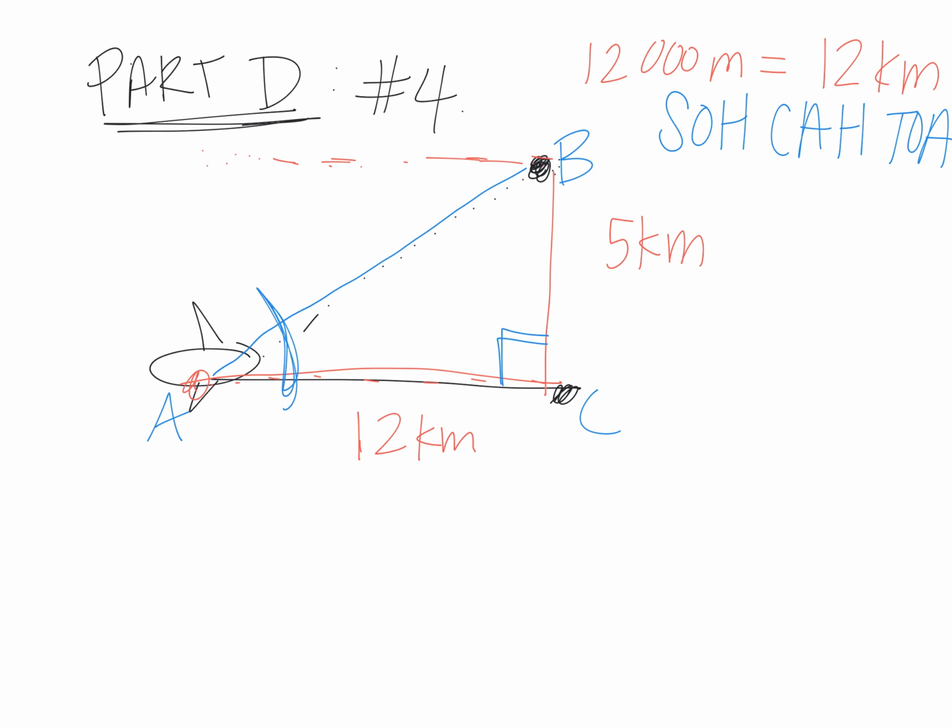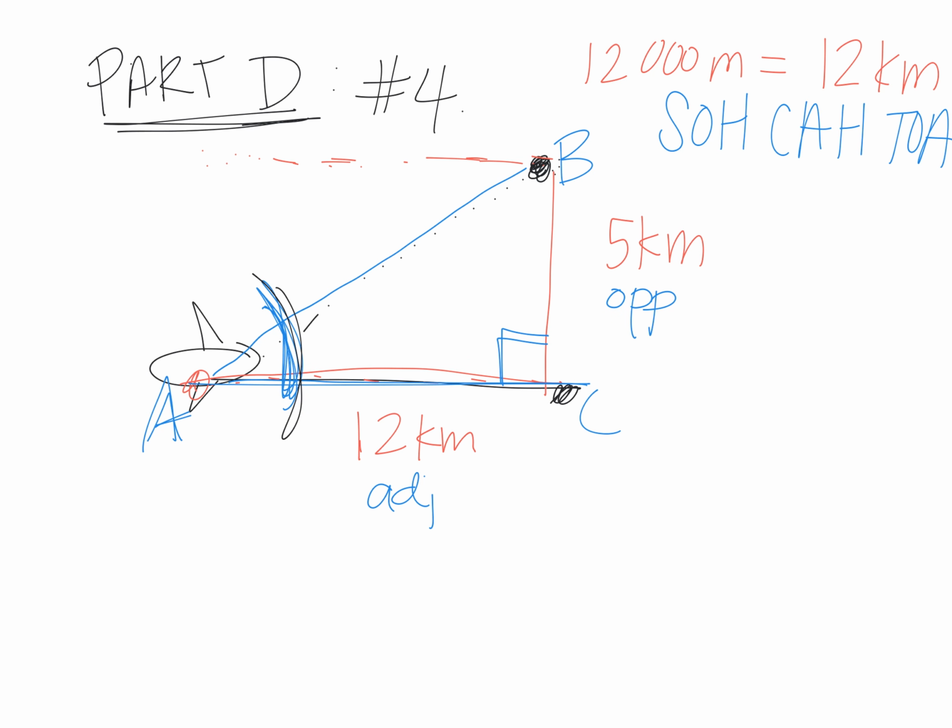What if it's not a right angle? Which side length is opposite angle A? 5, good. And this side length, is it adjacent or is it the hypotenuse? AC. Good. Okay, so now this is where we have to figure out which ratio we need to use. We're trying to find an unknown angle.